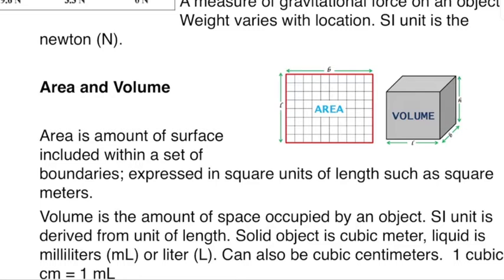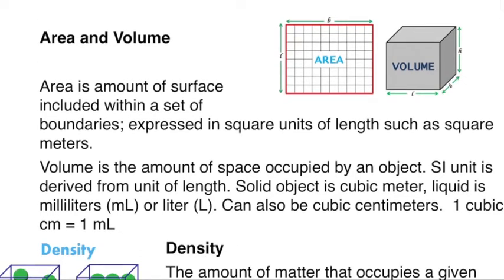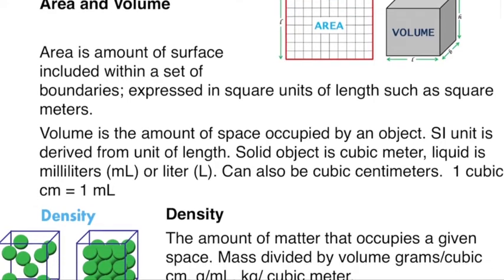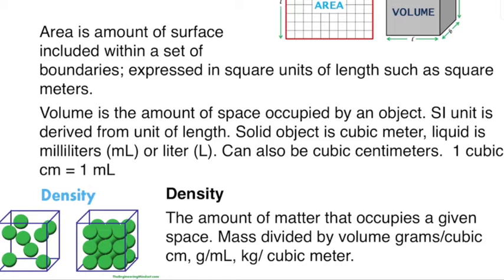For area, if you are going to measure an area, it's going to be length times width. If you're going to measure volume, it's length times width times height. And density is the amount of mass in a unit of volume. So you take whatever the mass is and divide it by whatever the volume is.